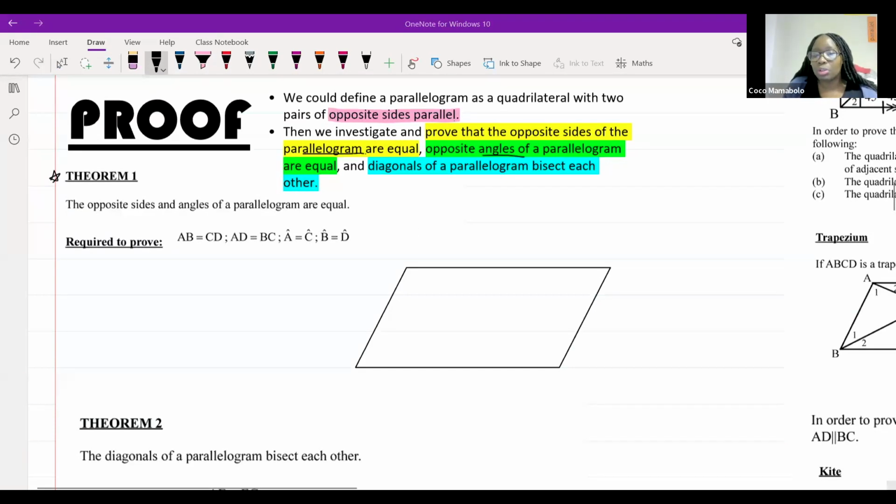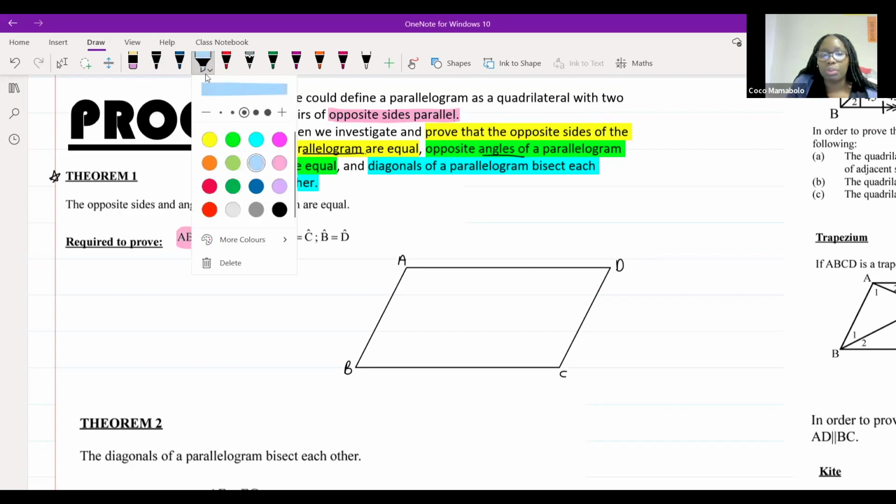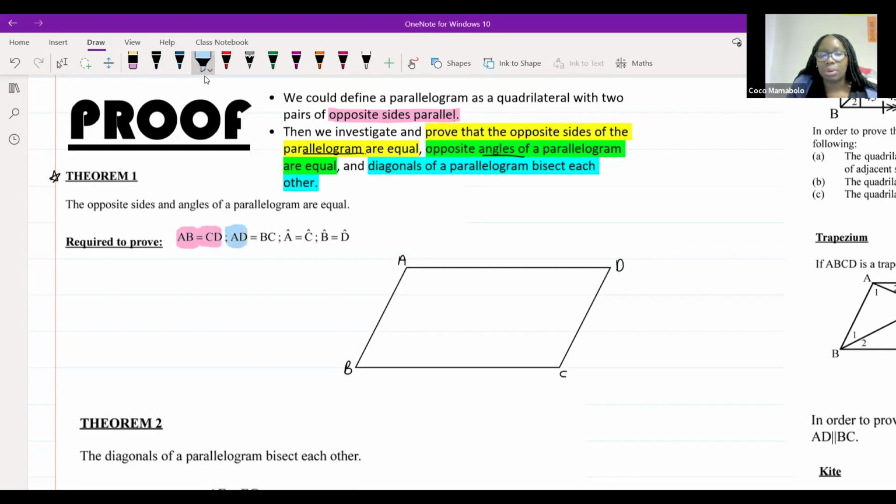Okay, and the way we can do that is exactly what they asked us to do. They said we must prove that the opposite sides of a parallelogram are equal. So we are required to prove that in this parallelogram ABCD, we need to prove that AB is equal to CD, and we need to prove that AD is equal to BC, and we need to prove that angle A is equal to angle C, and that angle B is equal to angle D.